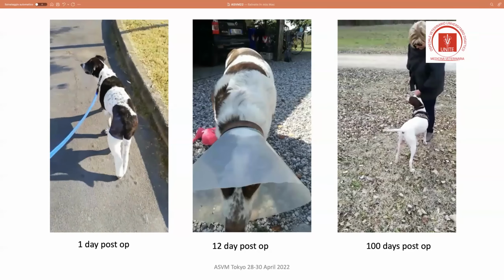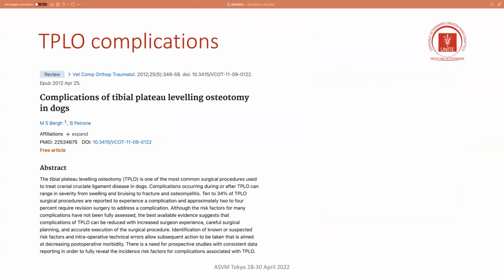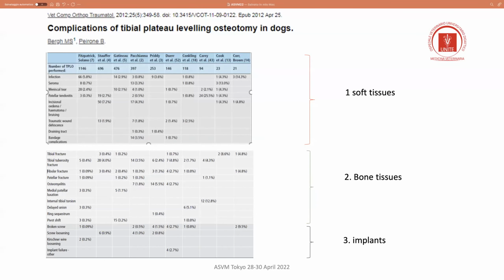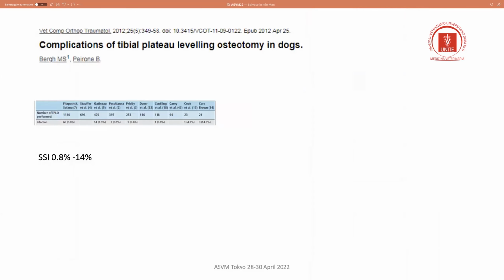Again, of course, this kind of surgery is associated with several complications. In 2012, a paper was published by Berg and Peirone, in which complications of tibial plateau leveling osteotomy in dogs were reported, and the authors reported complications that may range from 10 to 34% of cases. TPLO complications may involve soft tissues, bone tissues, and implants as well. Paying attention to the soft tissue complications, the surgical site infection rates may range from 0.8% to 14%.